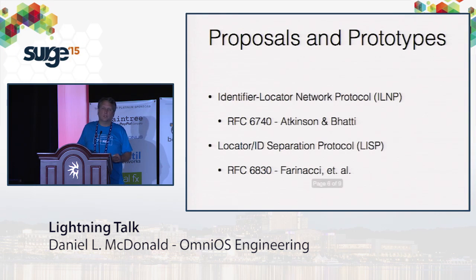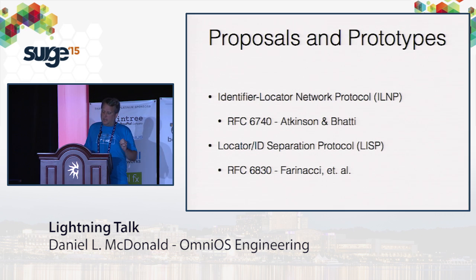There are 2 proposals out there. The Identifier Locator Network Protocol, ILNP. I'm a little biased toward this one because Randall Atkinson is an old friend and he hired me out of grad school. So that's RFC 6740. It's an experimental RFC, and it basically splits the IPv6 address into identity and location components.